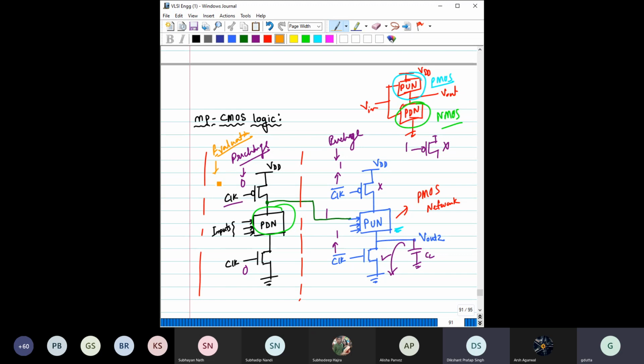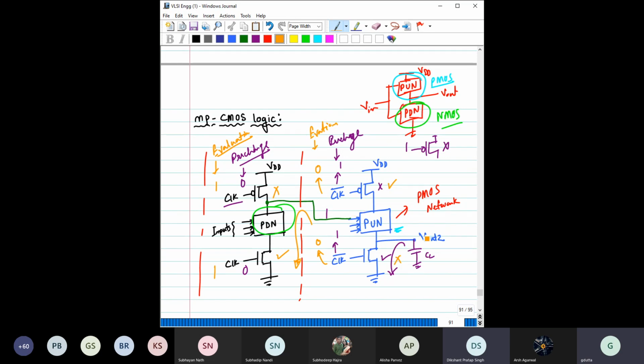In the evaluation phase, you have applied 1 here, you have applied 1 here. That makes this transistor off, this transistor on. Now here, in the evaluation phase, this clock would become 0, this clock bar becomes 0, right? That makes this transistor on and this transistor off in the evaluation phase. Now depending on the inputs, here, which was earlier 1, that can discharge, depending on these input values, right?